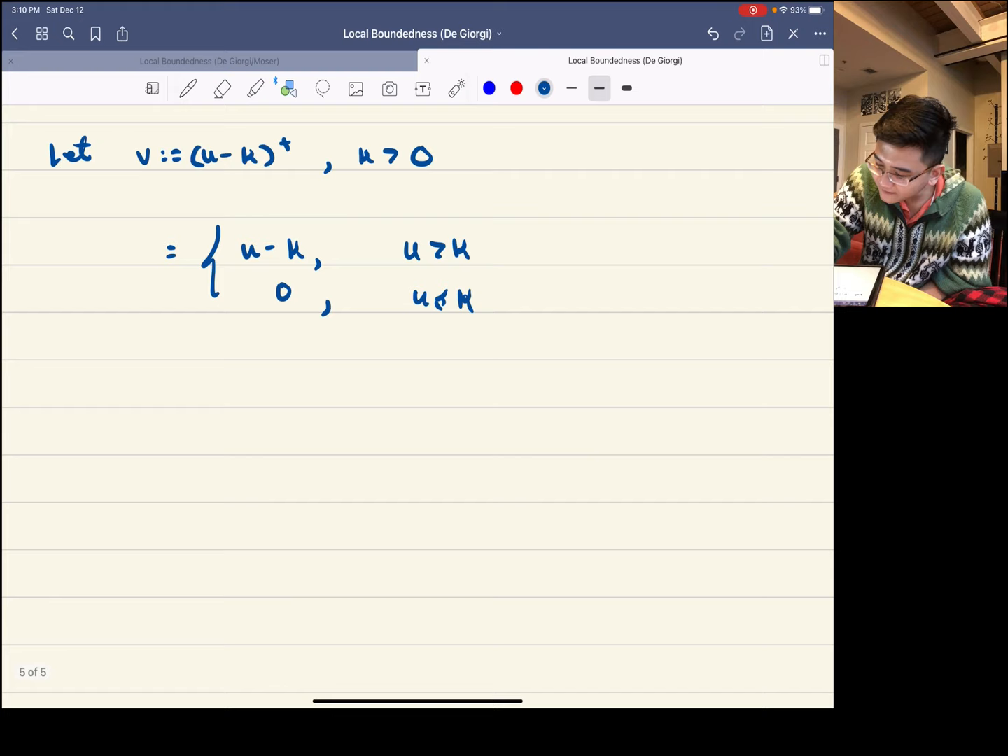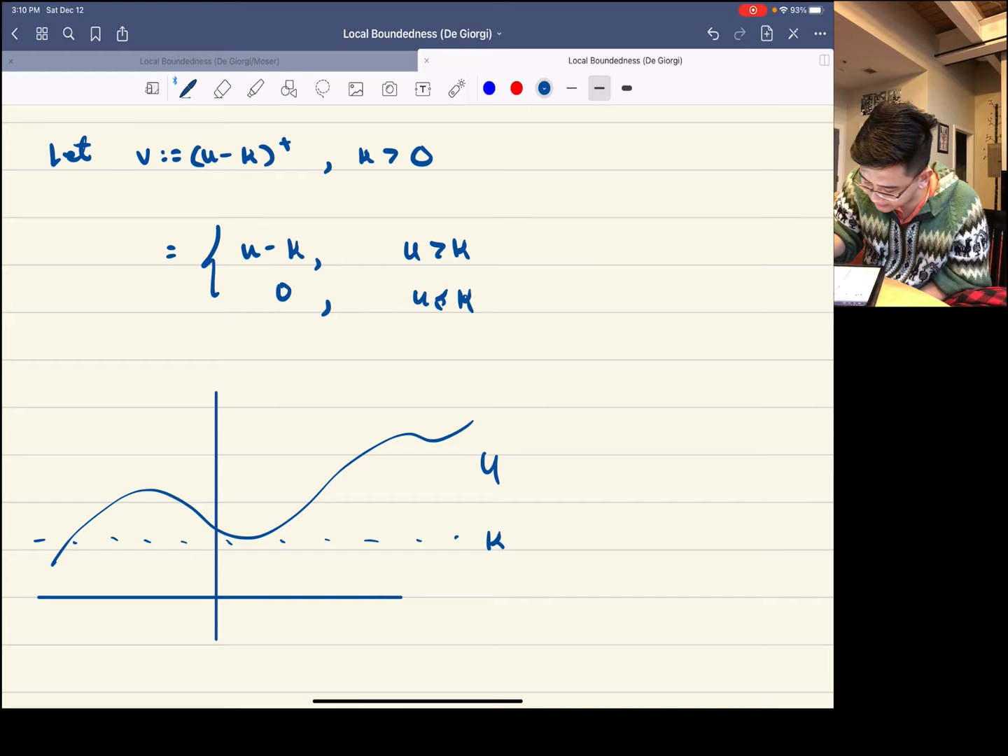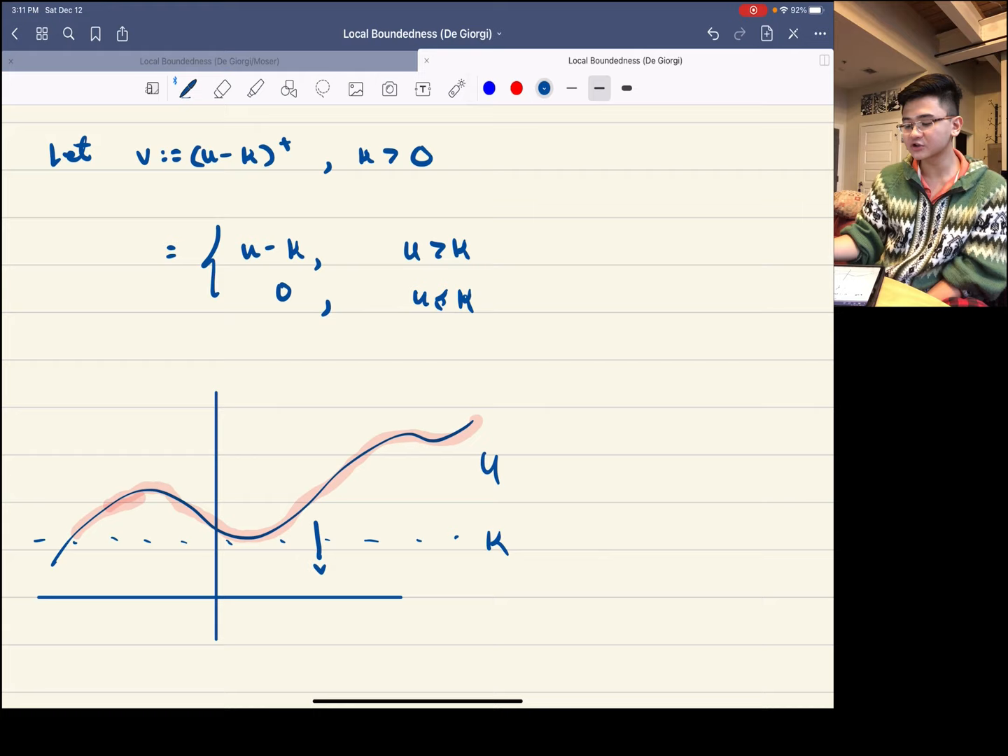So what is happening here? Graphically, you have something like this. Suppose this is U, and suppose this is K. We're just considering parts bigger than K, so it's going to be that, and then shifting it by K. So it's as if we're just considering the parts that are bigger than K.